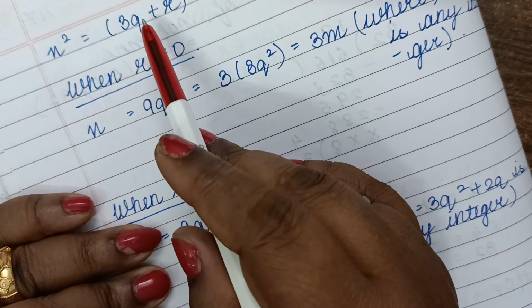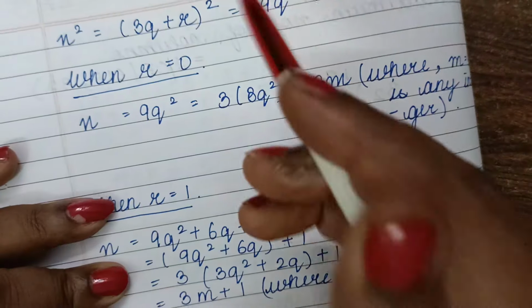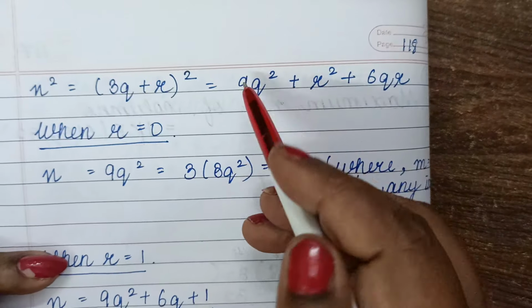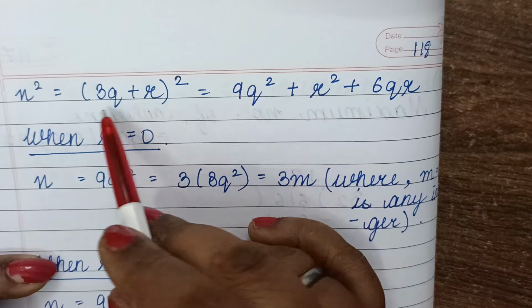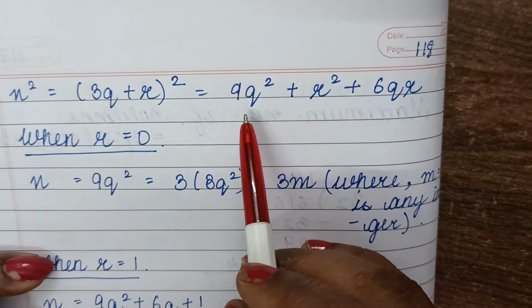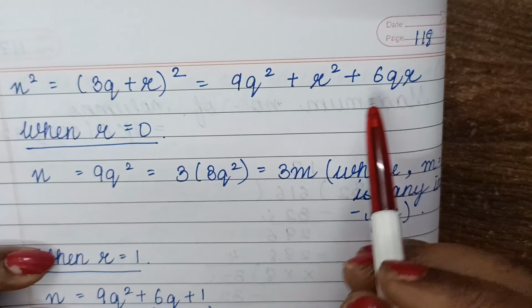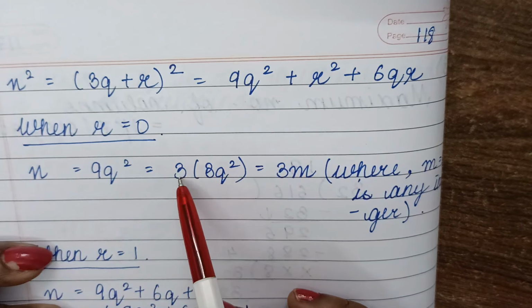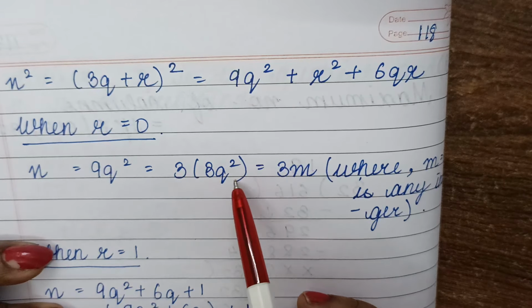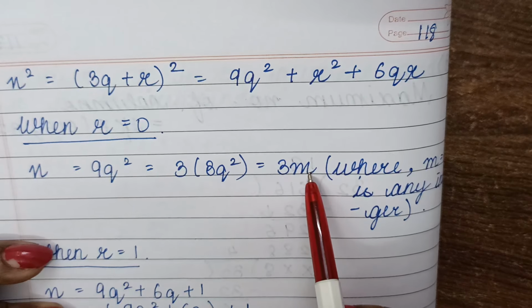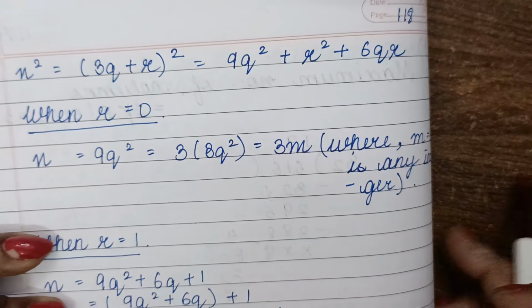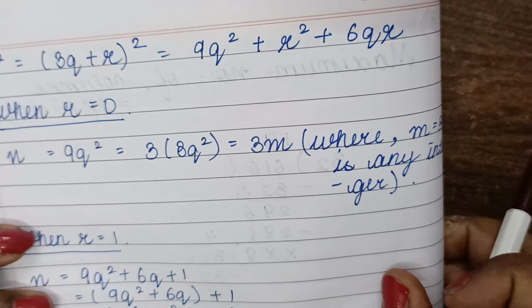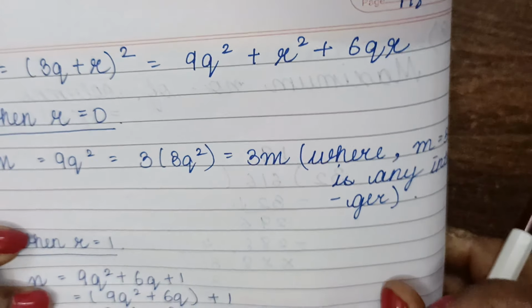So n square equals 3q plus r whole square. When you expand it, you will get n square equals 9q square plus r square plus 6qr. Now when r equals 0, then n square equals 9q square, or we can write it as 3 into 3q square, equals 3m, where m equals 3q square is any integer.